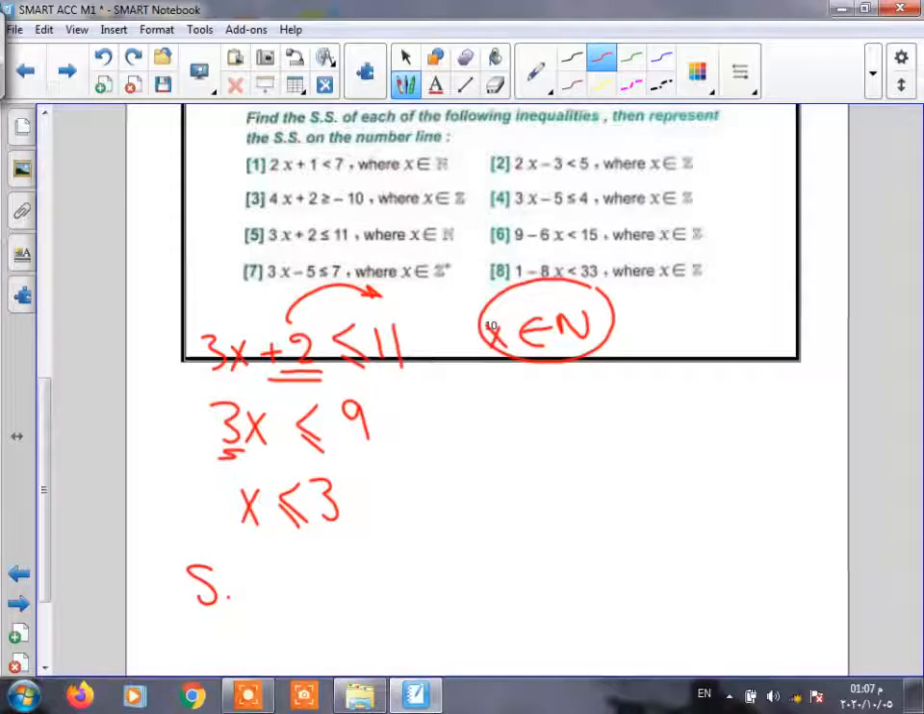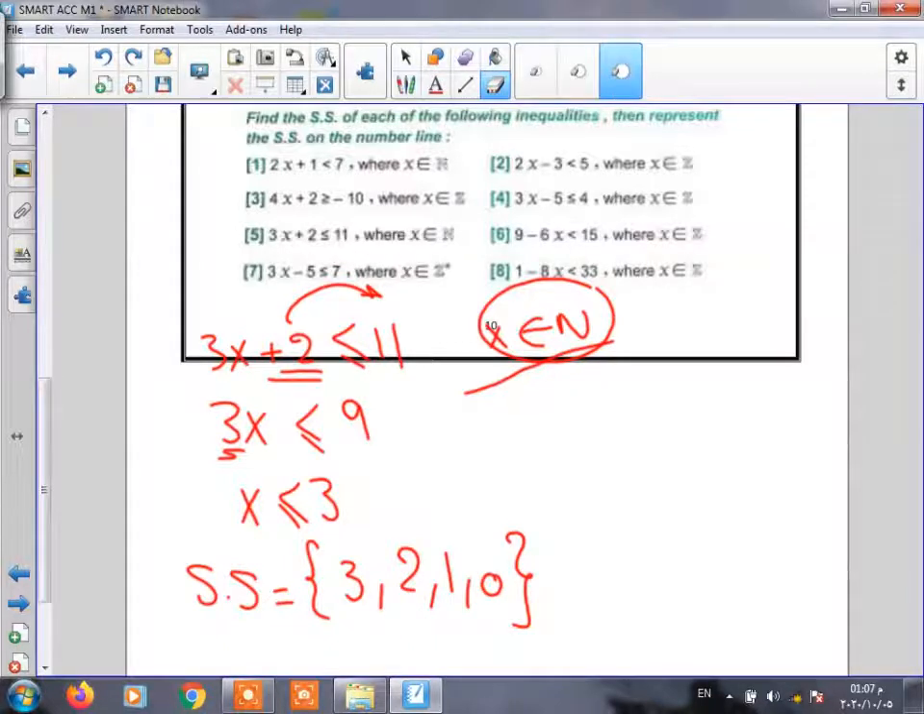So here the solution set, in braces, since it is less than or equal to, means I will take 3. What are the numbers less than or equal to 3? 3, 2, 1, 0 only. Why will I not take negatives? Because x belongs to N. Okay, let's take number 6.